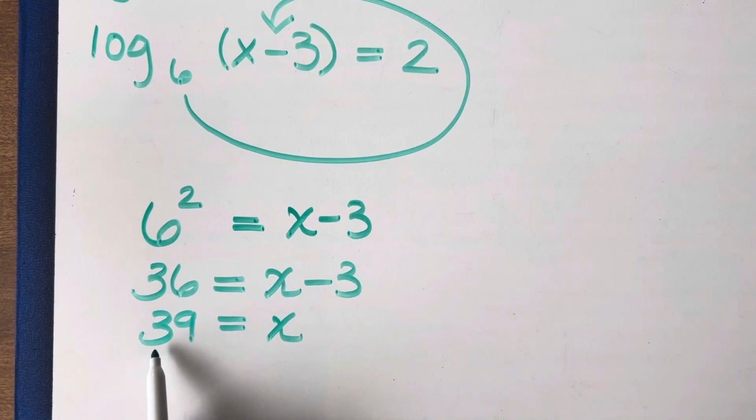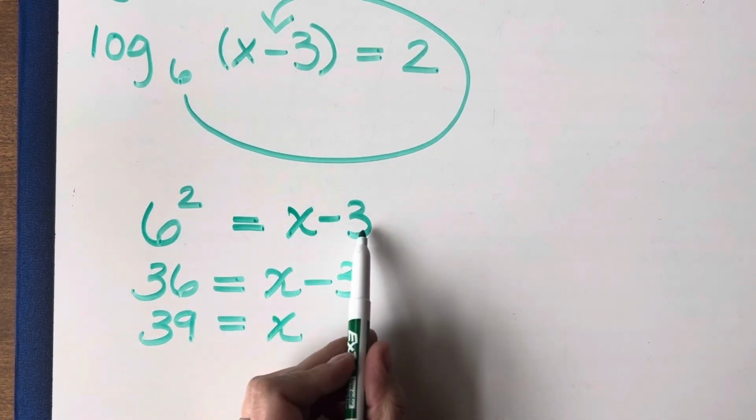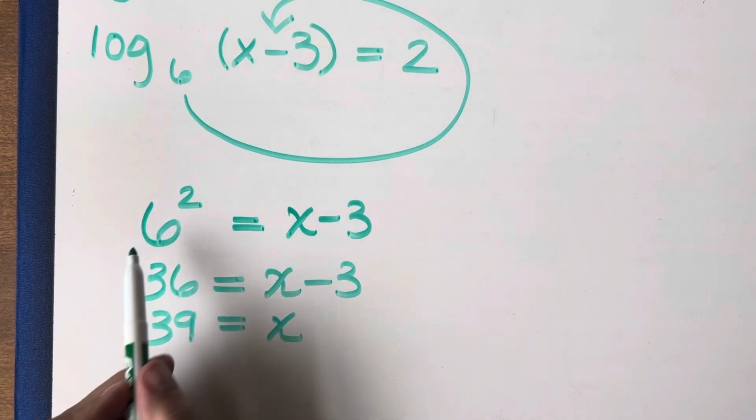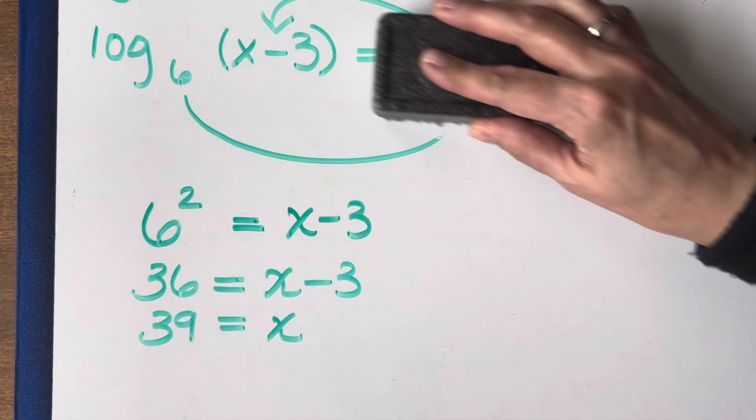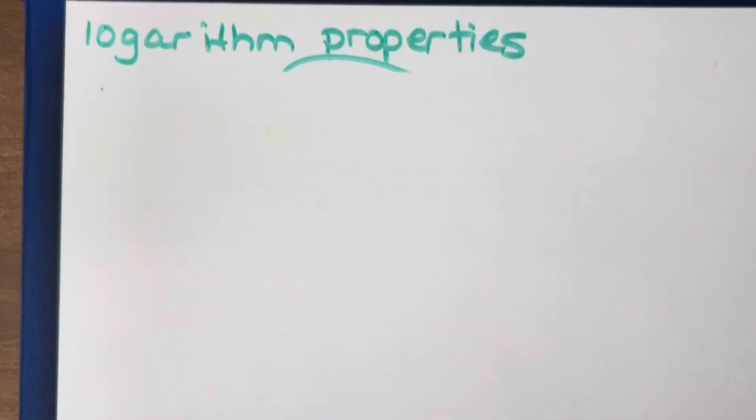And when I plug this back in, 39 minus 3 would be the same thing as 6 squared, which is 36, and I have that one correct. So that's a pretty straightforward one just to get you warmed up. We're going to do one that has a little bit more to it in our next problem, and it's going to use some more properties of logarithms.